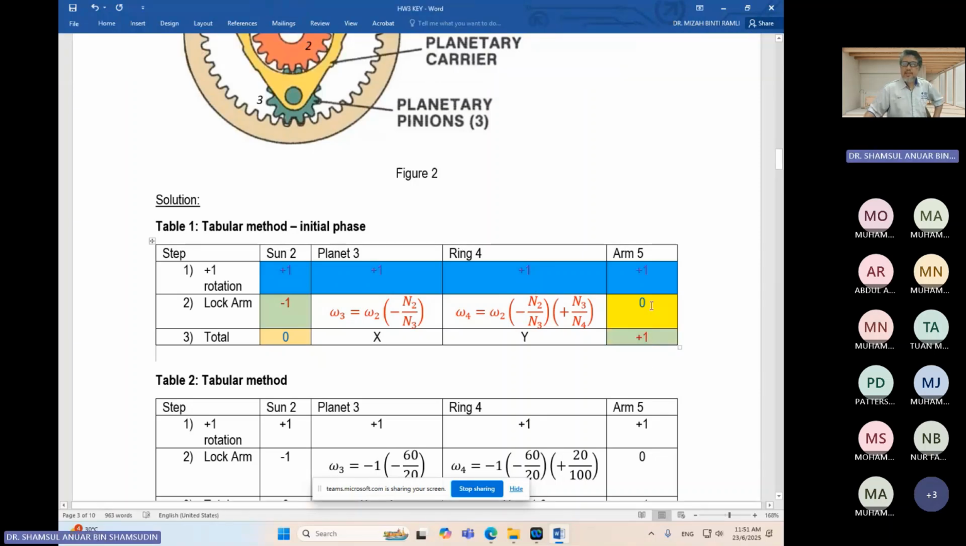So if this is +1, second process, second step is 0. So the total will be +1, +1. So what you have to decide is just this 2, actually just this 2. And then this one will just follow suit. Okay, so X will be just this plus this plus this.